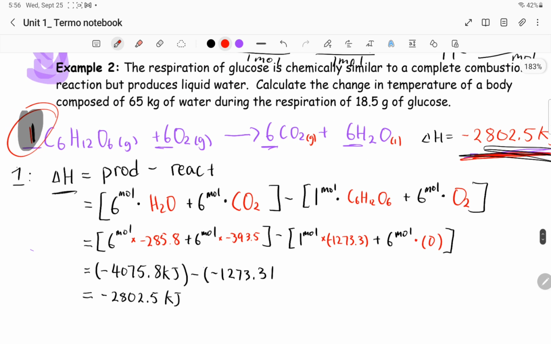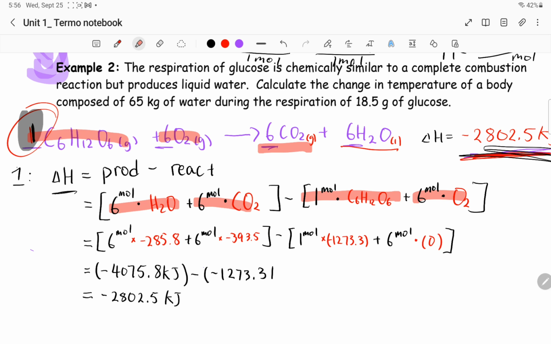Again, your delta H is going to be your products minus your reactants. So our products: we have 6 H2O, so 6 mole H2O right here. We have 6 CO2, so 6 mole CO2. That's our products. That's going to be subtracted by our reactants: 1 mole of glucose, and again, 6 mole oxygen.